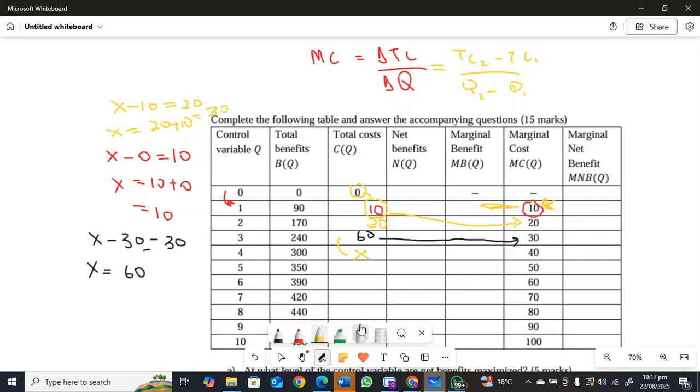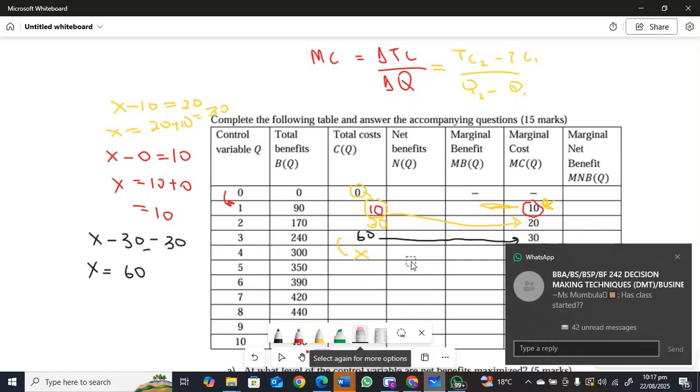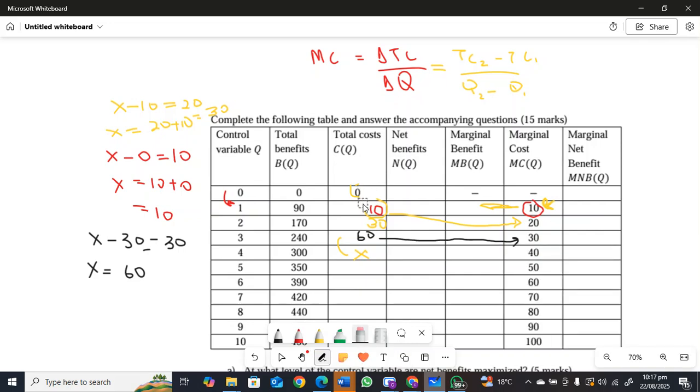So maybe one trick I can give you, which you can use for the exam if you see this question. Instead of doing this long process, this is one trick you can use. Let me show you the trick, then we'll see if you are okay. You just say 0 plus 10 equals 10. 10 plus 20 equals 30. 30 plus 30 gives you 60. 60 plus 40, you get your new total cost here, 100.